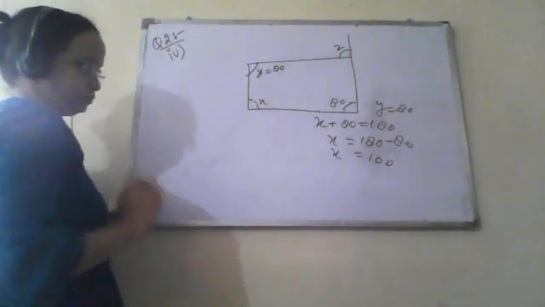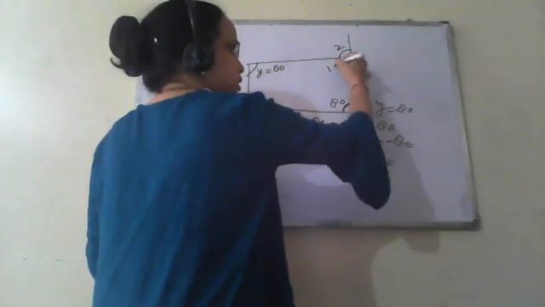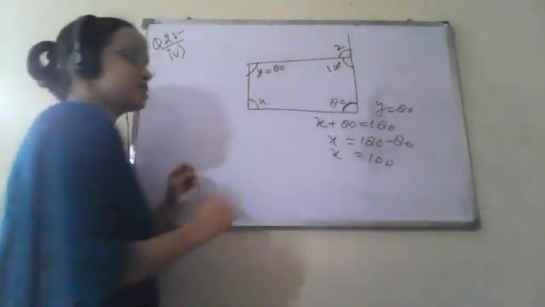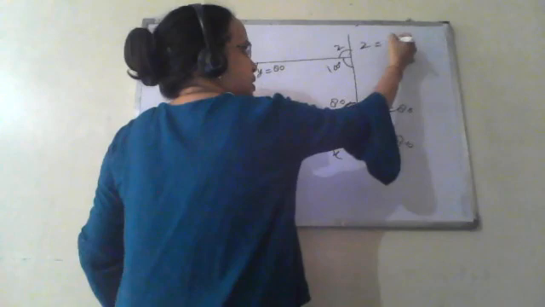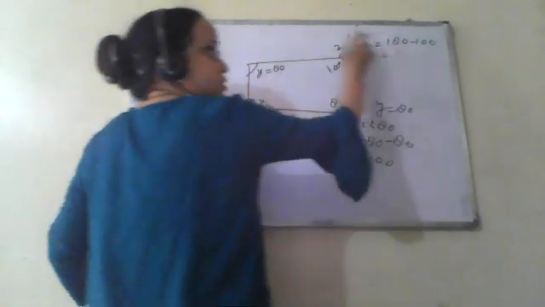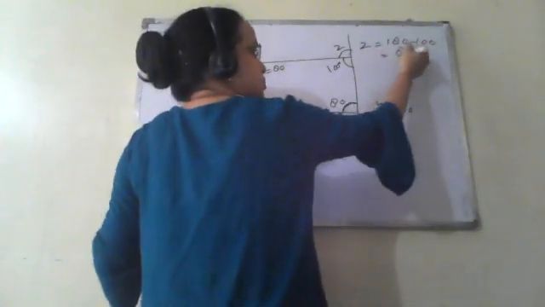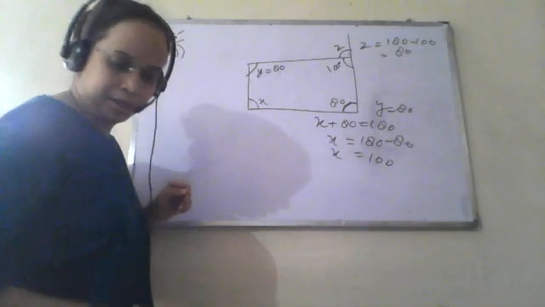Now z. This is 80, and this will be 100, because these are adjacent angles. So z will be 180 minus 100, because these are a linear pair, and the value of this will be 80. So x is 100, y is 80 and z is 80.